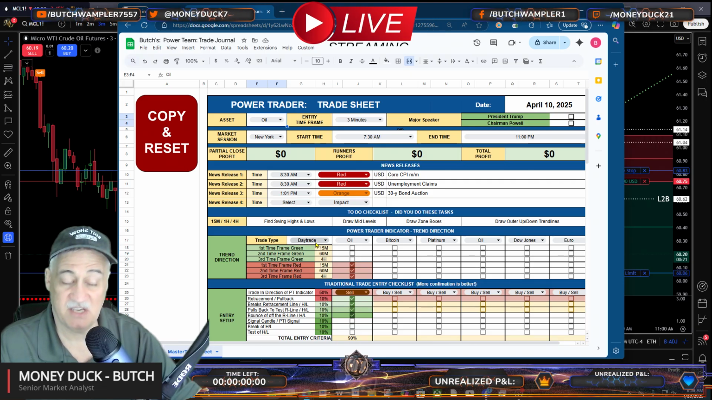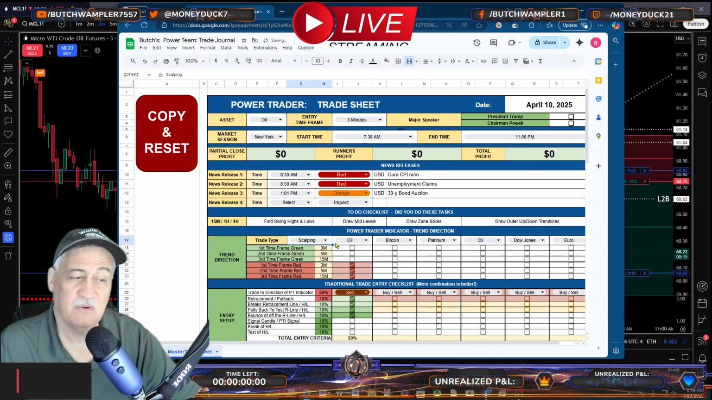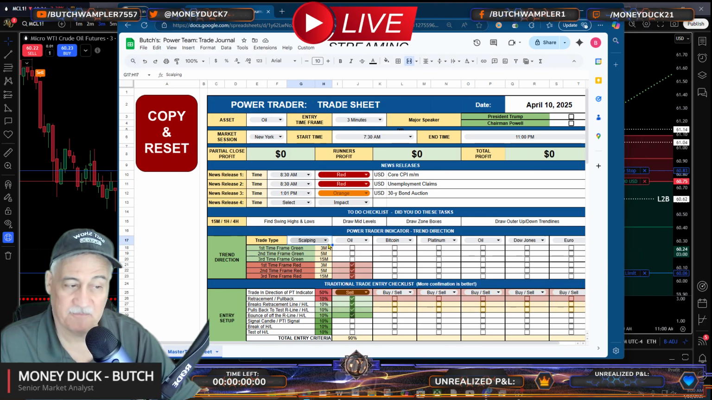Here I checked day trade. I decided to day trade today instead of scalping. Scalping will take a lot out of you and is very fast paced. Notice if I hit scalping, the 3 time frames on the indicator should adjust to 3 minute, 5 minute, and 15 minute. So shorter time frame, shorter goals, quicker action, it'll wear you out.